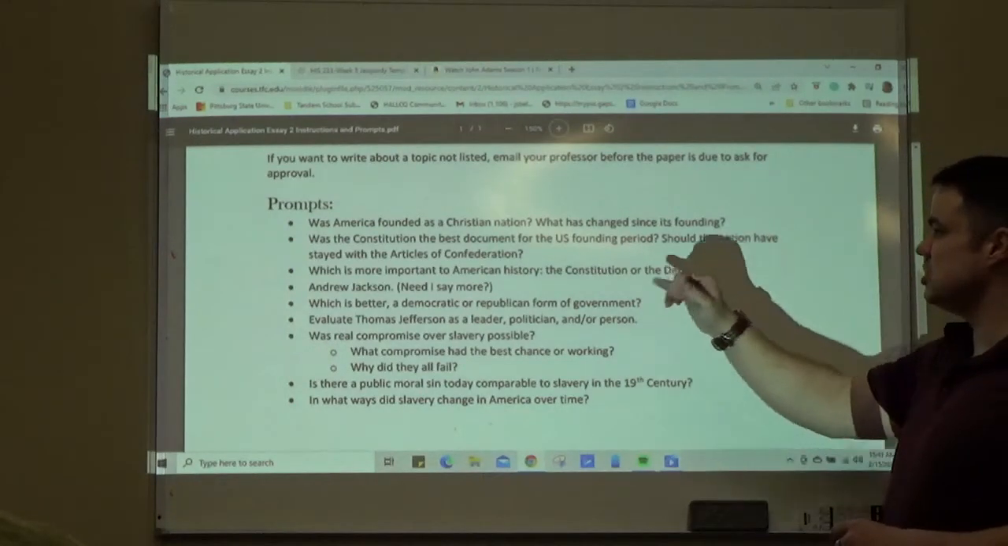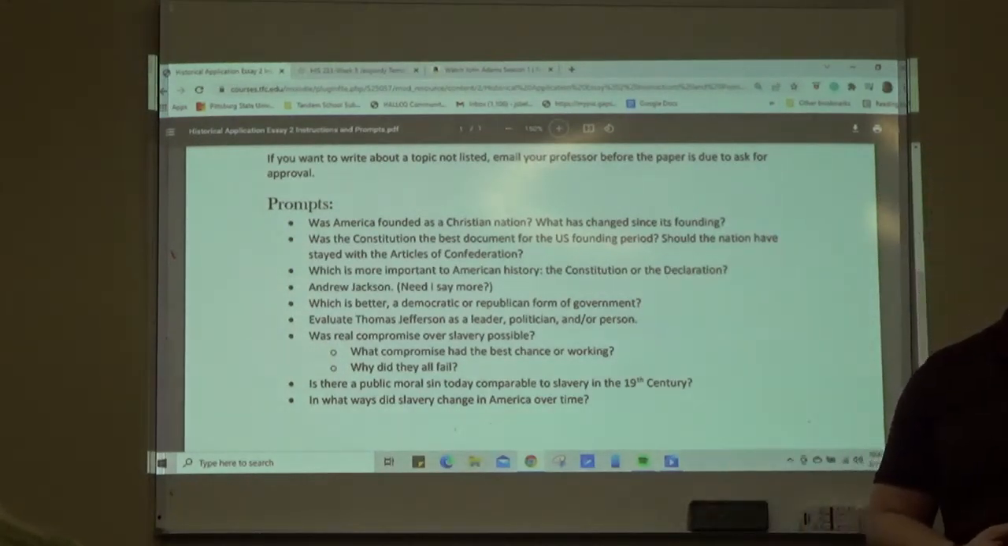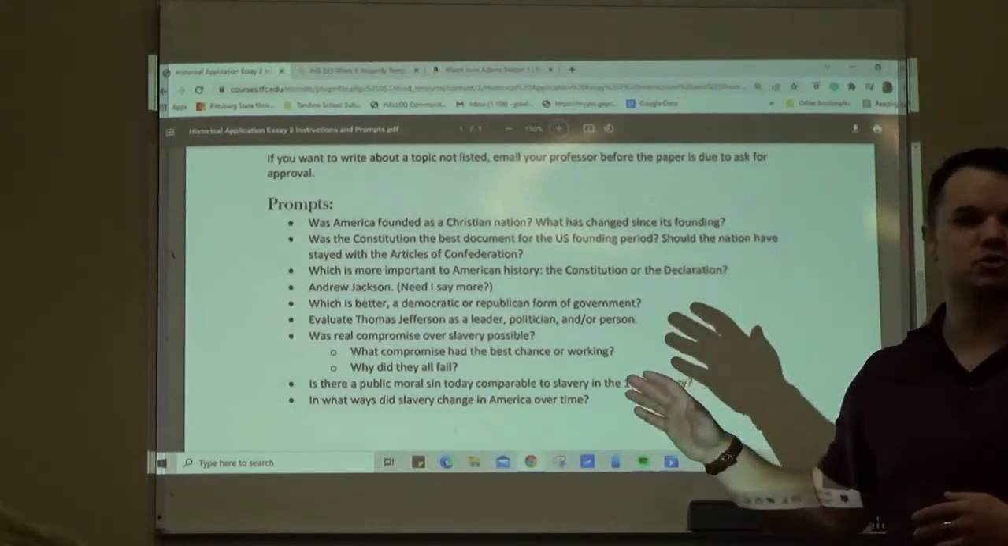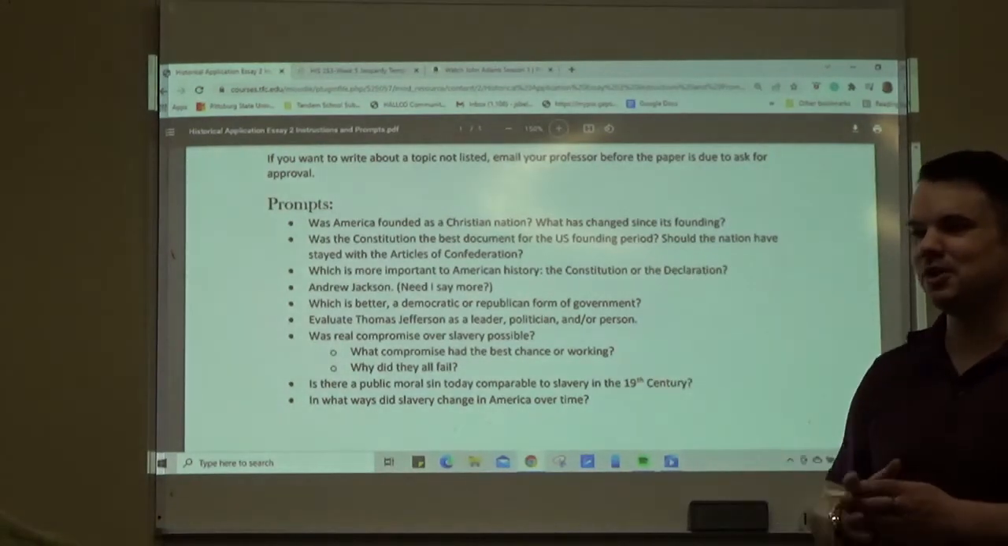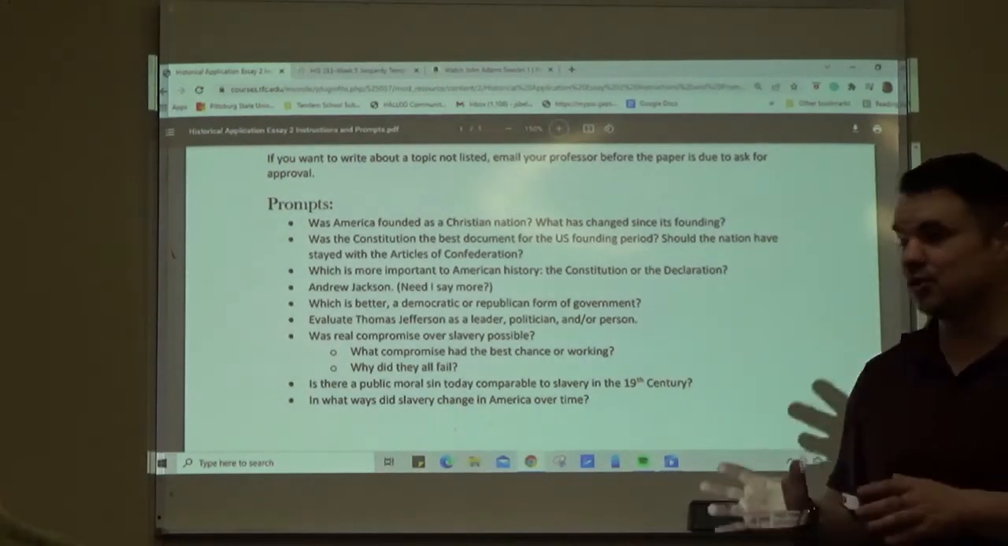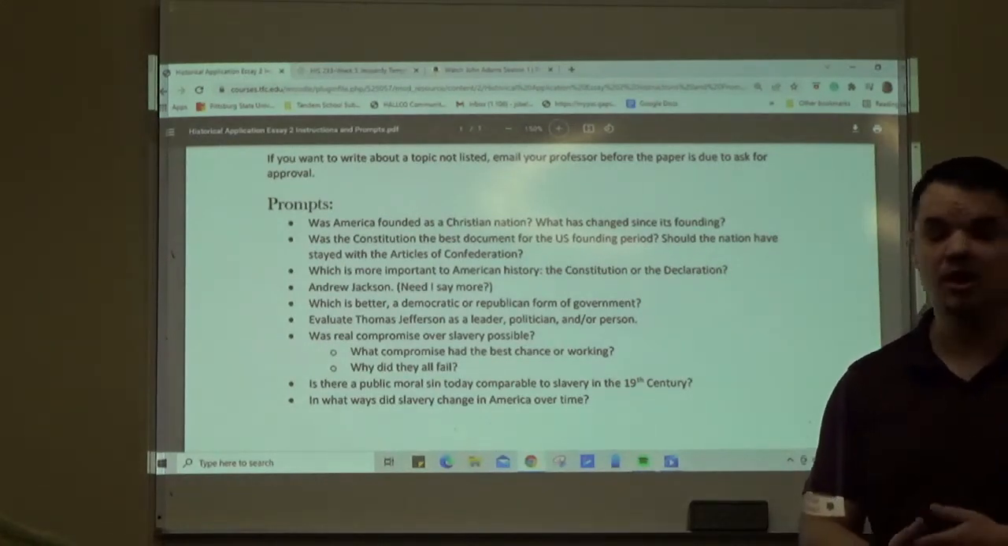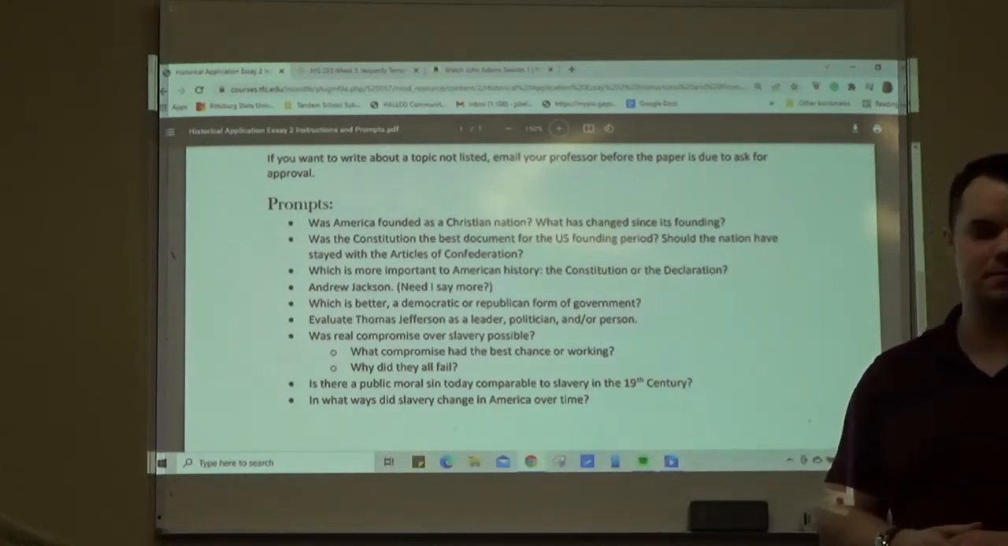All right, should the nation have stayed with the Articles of Confederation? I don't know enough about it, but I don't think so. Probably not. You can take the position that they should have, but remember, the Articles of Confederation was like diet constitution. It really did not have the same ingredients and the same forethought that the Constitution did. The Constitution was much more detailed. The Articles of Confederation left a lot of positions out.